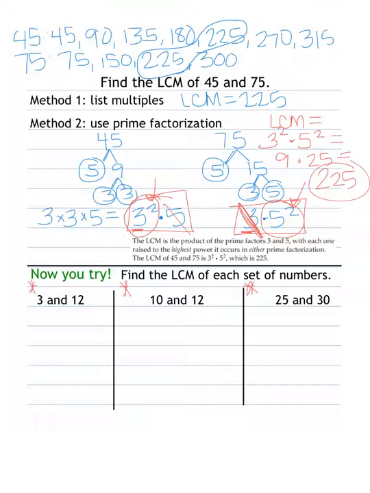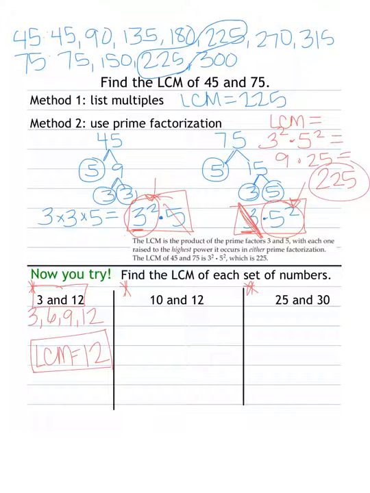So for 3 and 12, I'm going to just list out my multiples. So 3, 6, 9, 12. As I'm listing them out, if I come across my other number that I'm trying to find a least common multiple of, then I know my least common multiple is just going to be 12. Because the multiple can be between 2 or 3 numbers. It can be the same as or greater.